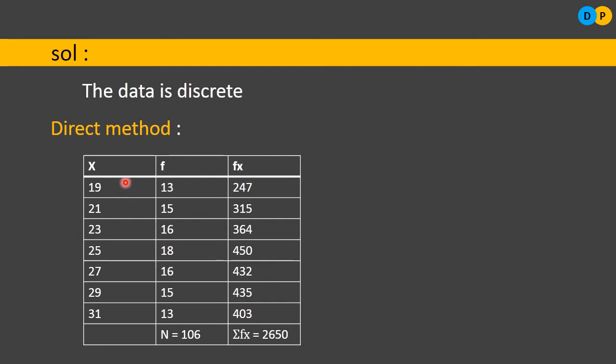So followed by this, in order to apply it for the formula, the formula is summation fx by capital N. So in order to find arithmetic mean using direct method for a discrete data, the formula is x bar is equal to summation fx by capital N. Okay, but we are having only two columns, x value and frequency. We need to consider one more column, that is f into x. So we will be multiplying 19 into 13 and we will be getting the answer 247. Similarly, 21 into 15, 315. So 23 into 16, 364. We will be getting the f into x values.